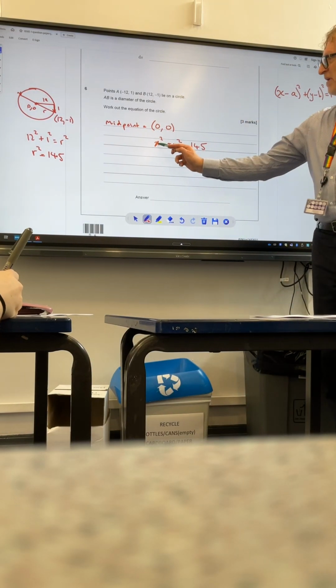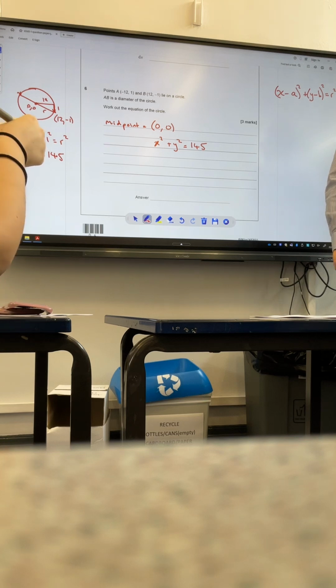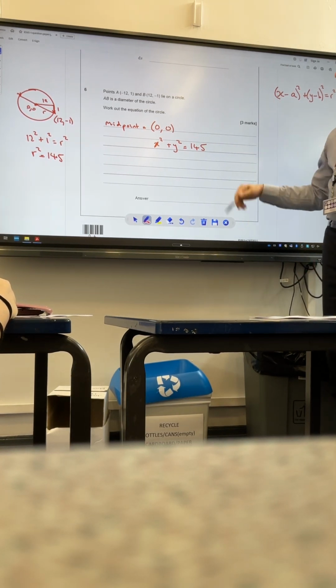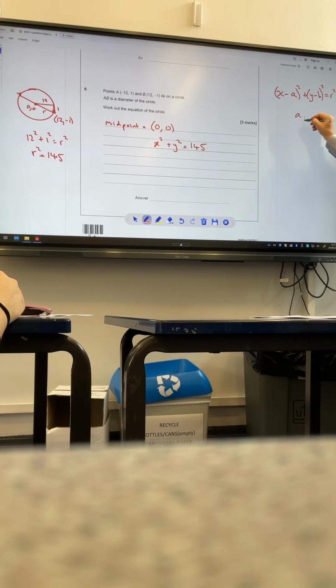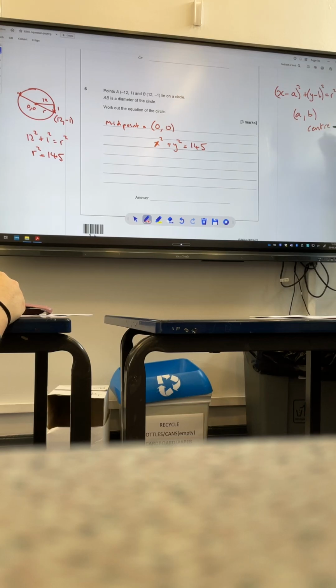Now, obviously that bit would change if our midpoint was something different from 0, 0. If it was 2, 3, it would be x minus 2 squared plus y minus 3 squared equals 145. Any questions yet? And you know on that, what's the A and B? The centre. Okay. Centre of the circle. Thank you.